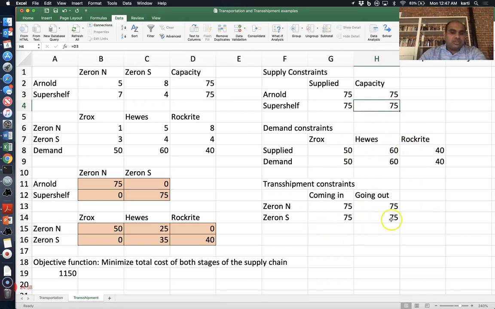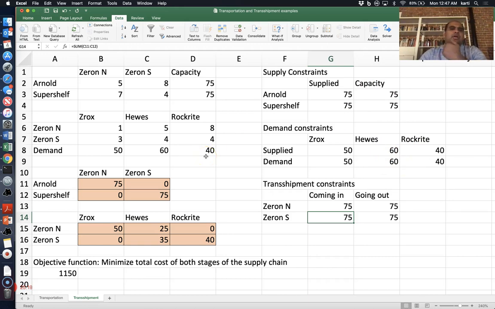Now, if you wrote the transshipment constraints correctly, everything coming in should always equal everything going out. These numbers have to be equal all the time. It's only here where you could see some differences based on if you have excess supply, or maybe sometimes you might have excess demand, right? And that's the transshipment problem.